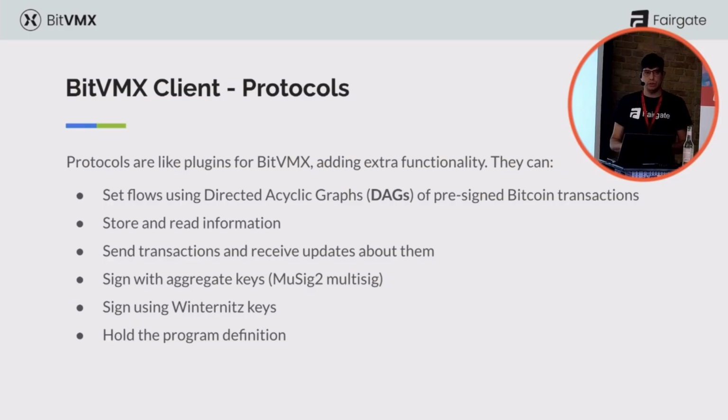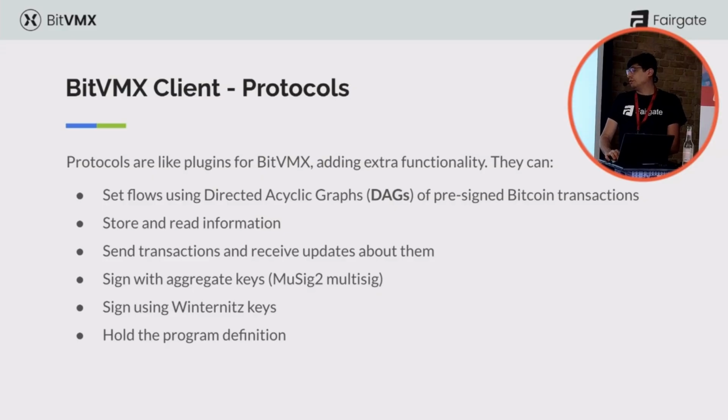So protocols set the flux using Bitcoin transactions. All of the flux is set by using the Bitcoin transactions into a directed acyclic graph. It's directed because it only goes in one sense and has no cycles. That's why it's acyclic.